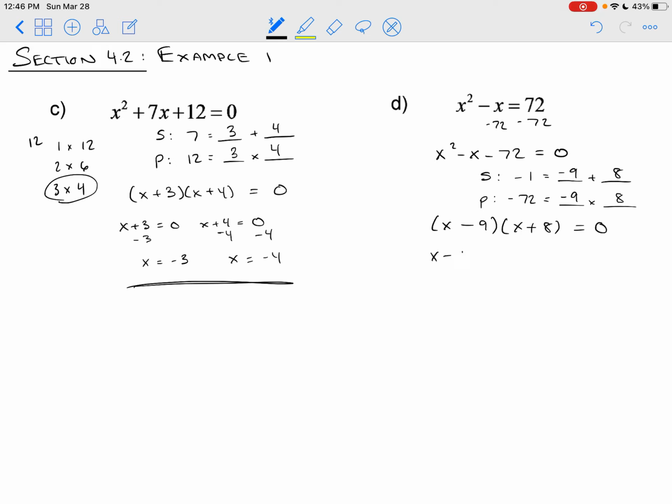Set each factor equal to 0 separately, like that. And then solve each equation for x. So we get our roots of x is equal to 9 and negative 8.